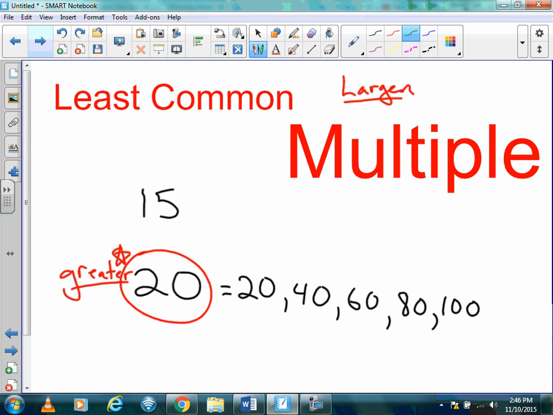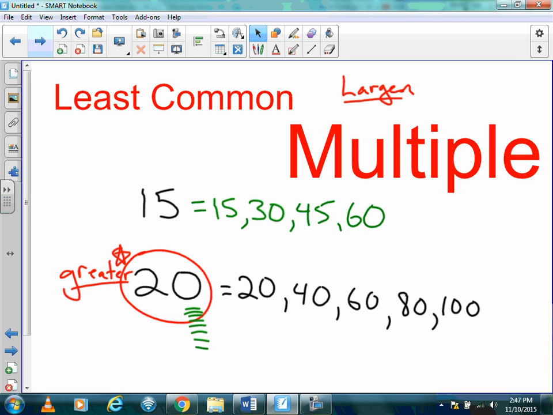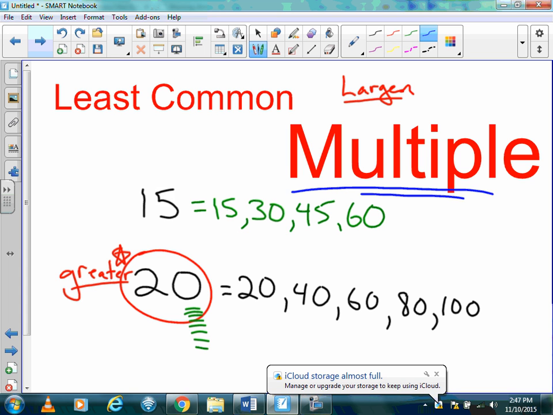Now the multiples of 15 are 15, that's times 1. 15 times 2 is 30. 15 times 3 is 45. You notice it has to end in a 0 or a 5, don't you, kids? 15 times 4 is 60, and I think we got a winner. So the least common multiple of 15 and 20 is 60.